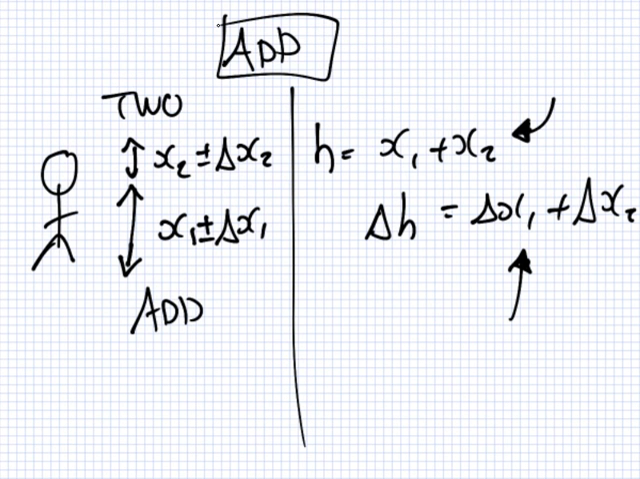Is this the fifth method? No. There were four methods for calculating delta x, and now we're looking at how to combine them. For example, this is the situation where you add two measurements together. The uncertainty adds.